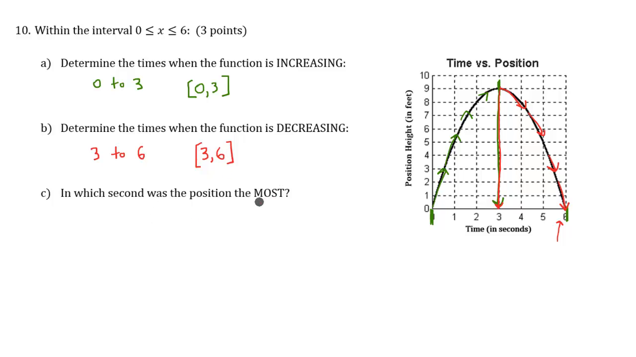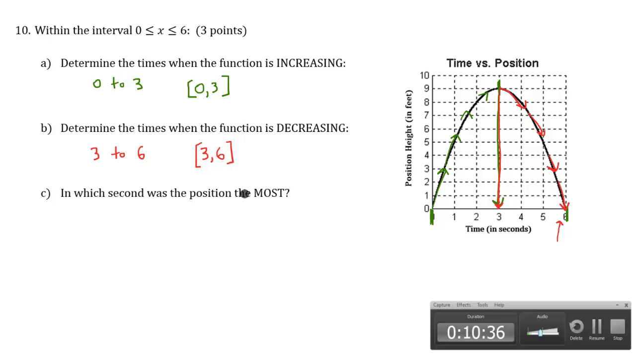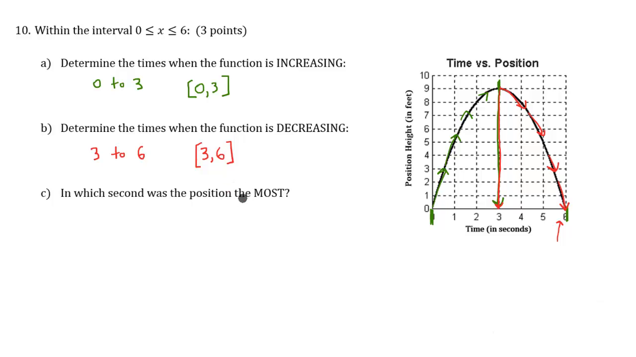Our last part is asking for the time when the position was the most. So I'm assuming that's going to be our maximum value. So where did we have our maximum value? That was right here at 3 seconds. If you want to add some information, that happens at 3 seconds, and our height is going to be 9 feet, which isn't required in this question, but just some extra valuable information we can pull from this situation.